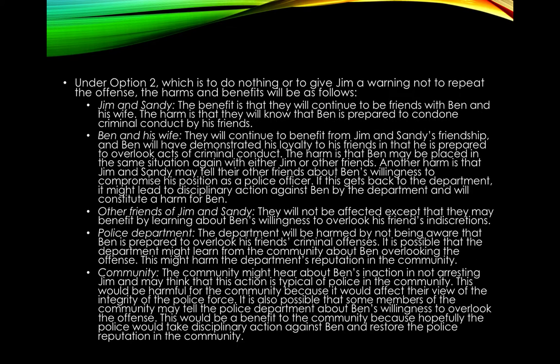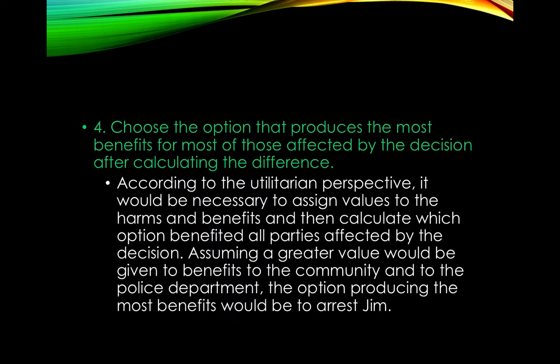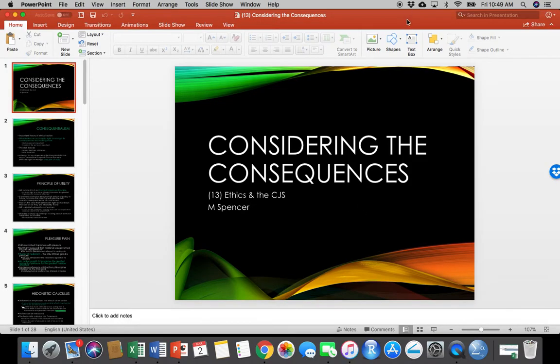So under option 2, which is to do nothing or give Jim a warning, we have the following harms and benefits. So he needs to choose the option that produces the most benefits for those affected. It would be necessary to assign values to those harms and benefits. Assuming a greater value to the benefits of the community and the police department, the option producing the most benefits would be to arrest Jim. Okay, and that wraps up utilitarianism.